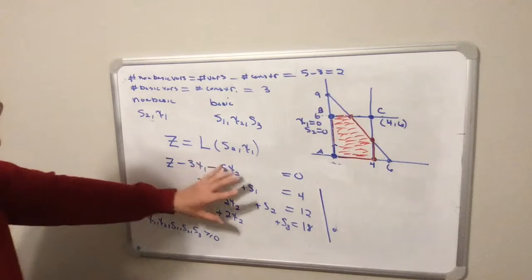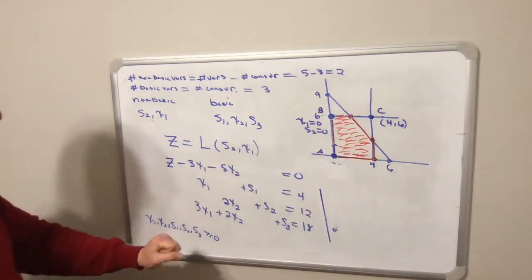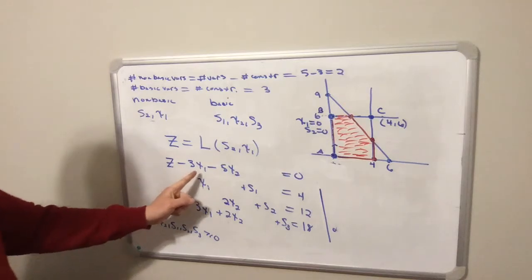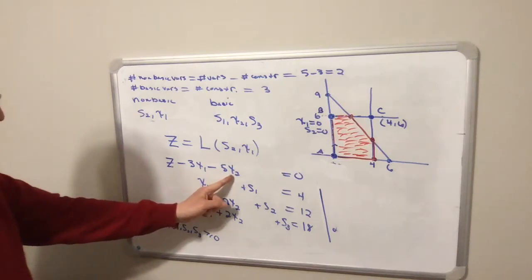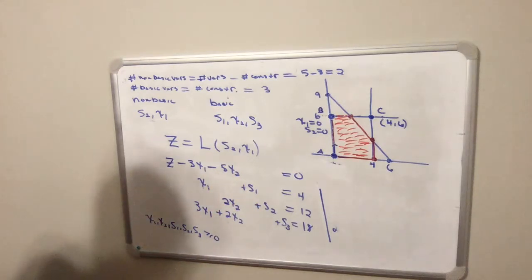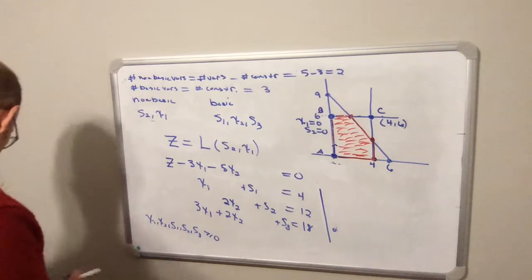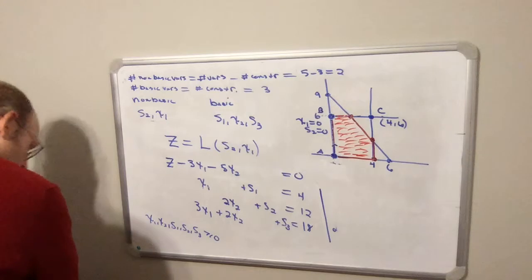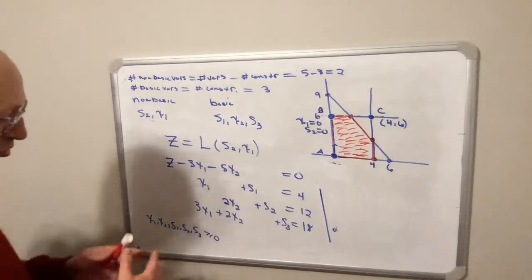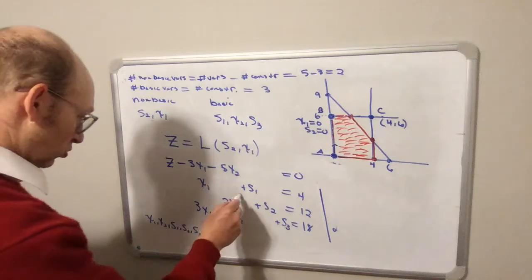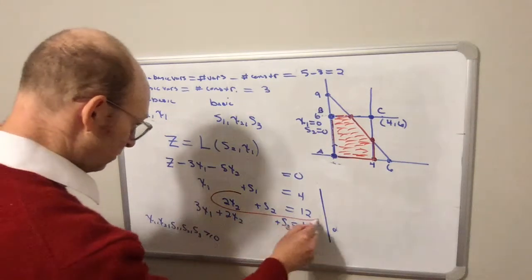We have to play around with our variables and get rid of the x2 right here and replace it by s2. In other words, and this is where the algebra comes in. And I'm going to stop in a moment because it's better to do that in the tableau method, but I'll try to explain a little bit of the theory.